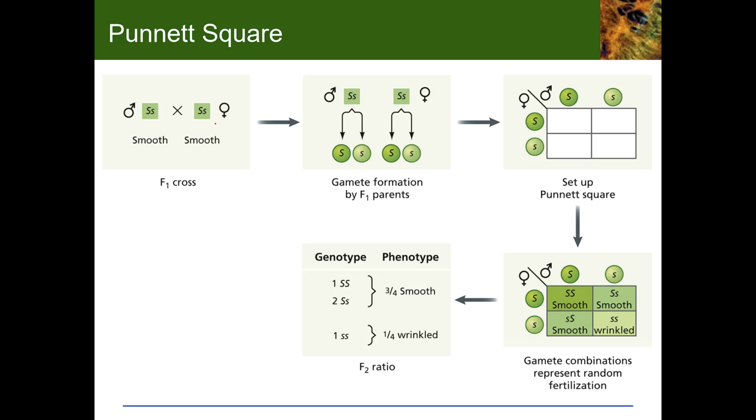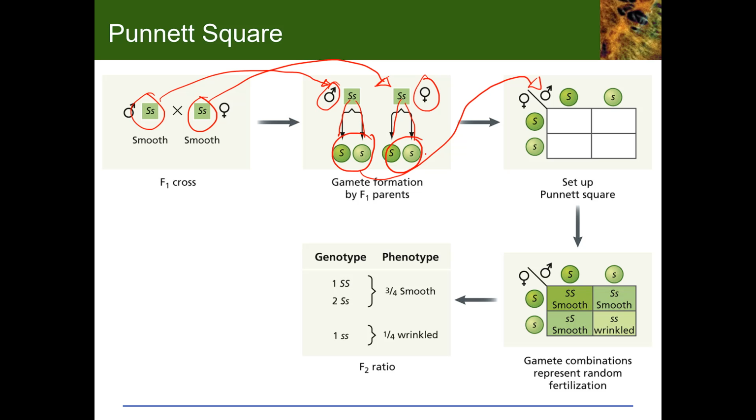Now, the possibilities for each of these: if I take this male and bring it over here, and take the female and bring it over here, I could have a big S or a little s from the male, and for the female I could have a big S or a little s. Now, we're going to take these, and this is the male, and we're going to put them right here. So you have big S and little s. And this is called a Punnett square, by the way. And then for the female, you have, again, big S, little s, and we're going to put those right here.